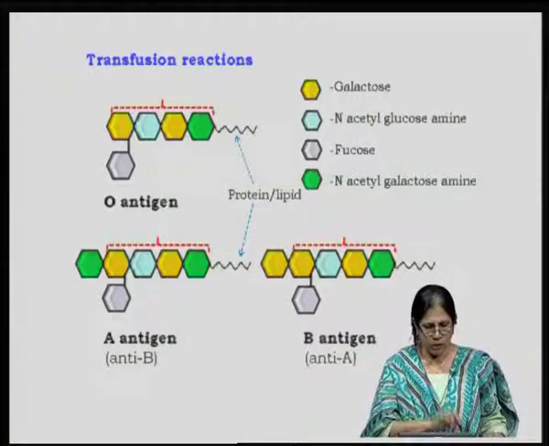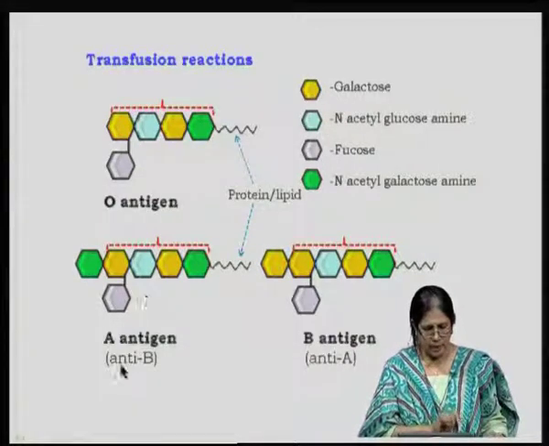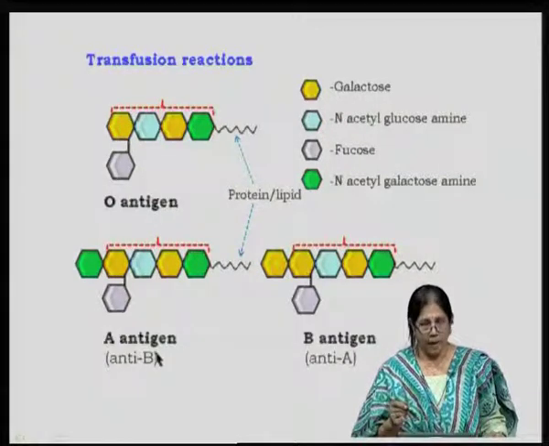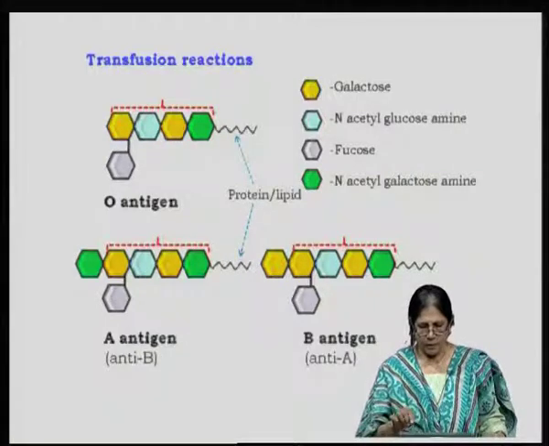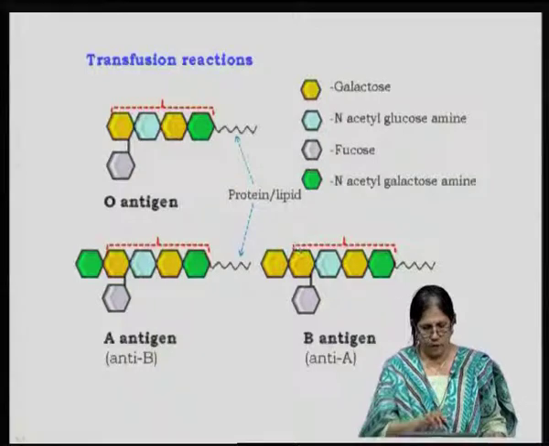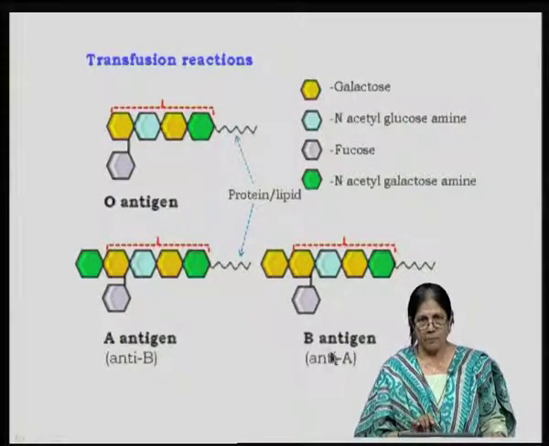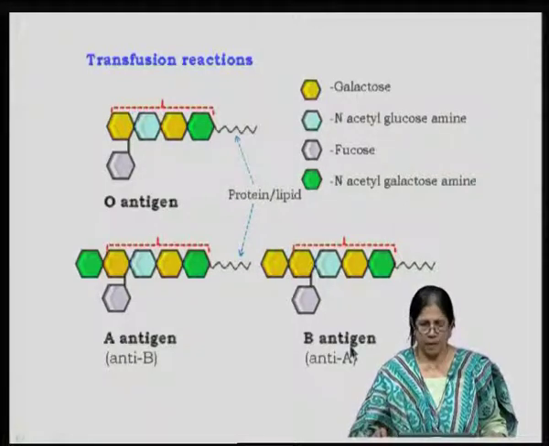Now, the addition of a terminal N-acetyl galactosamine determines that person to be having A antigen, and the termination of the chain with galactose determines the person to be of B antigen.